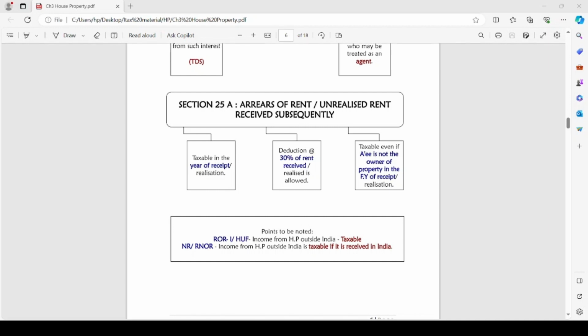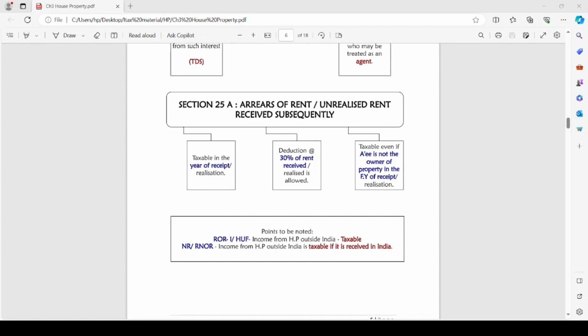The rent which has been previously not recovered or realized from the tenant is now being received or realized in the subsequent years. In such a case, such rental amount which the assessee has recovered from the tenant in subsequent years will be taxable in the year of receipt or realization. When it is received, it will be taxable.